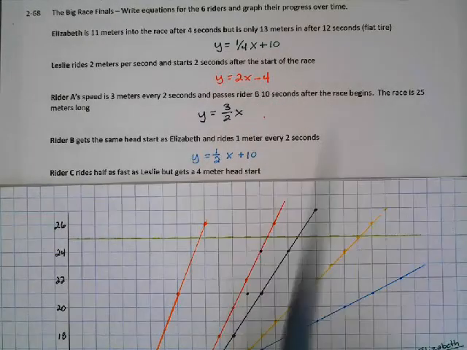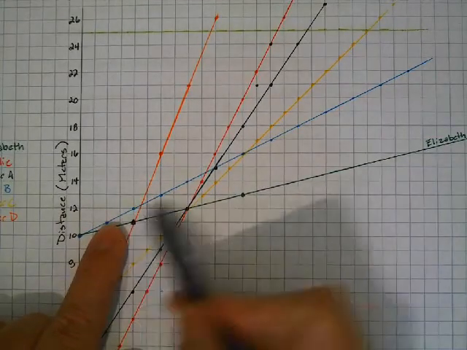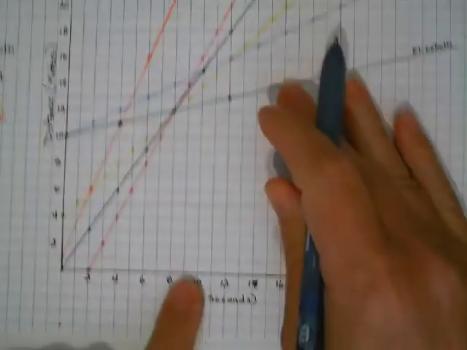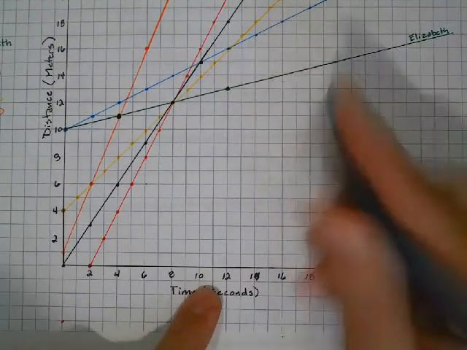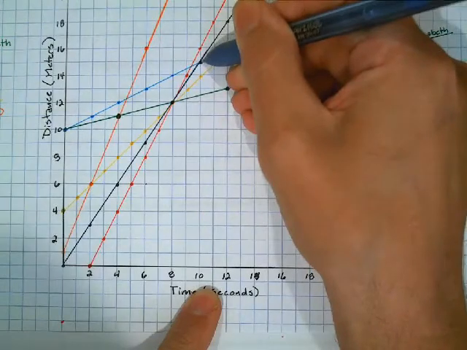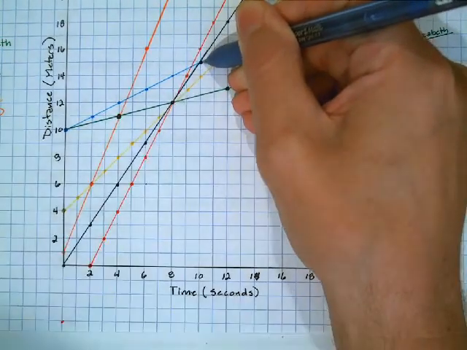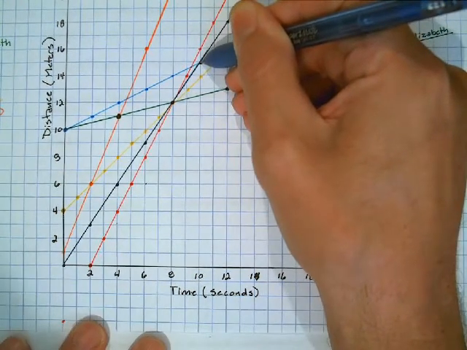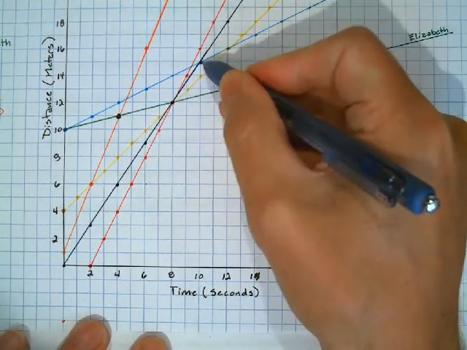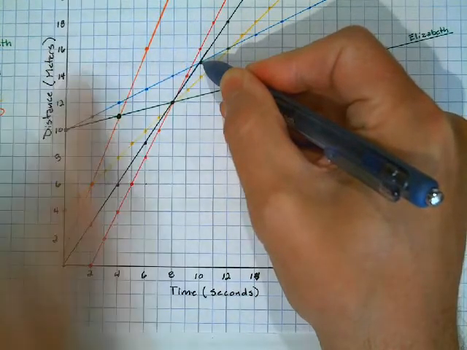All right, so I'm going to go up to my race. Rider B, again, was in this light blue. So I'm going to find 10 seconds down here. So here's 10 seconds. I'm going to go up to 10 seconds. Okay, so there's Rider B at 10 seconds. So I know that Rider A passed them right then. So I put a point right there at 10 seconds and 15 meters.